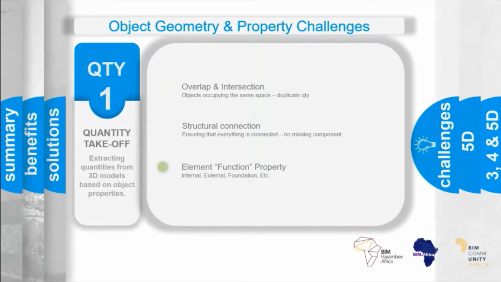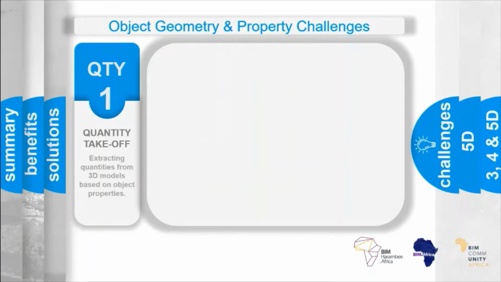So by way of example, external walls and walls forming the facade of a building must have the function property set to external. And external walls shouldn't host any windows or doors that have a functional property internal. Likewise, internal walls shouldn't host windows or doors that have the functional property as external. So again, it's a way of checking and making sure that the data integrity of the model is maintained.